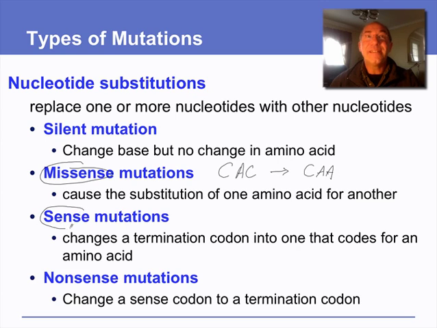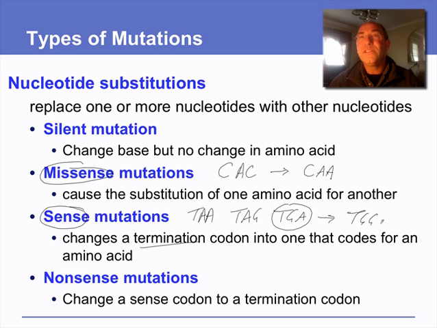Now, a sense mutation is where you take a termination codon, and if you remember the termination codons in DNA language, they are TAA, TAG, and TGA. If you change any of those such that it actually makes sense, it actually codes for an amino acid, that is called a sense mutation. So for instance, if we turned TAA into TGG, which is a valid codon for an amino acid, then that is a sense mutation there.